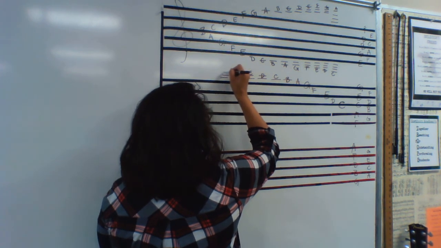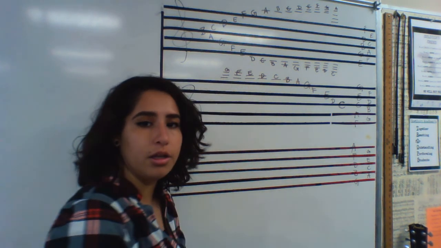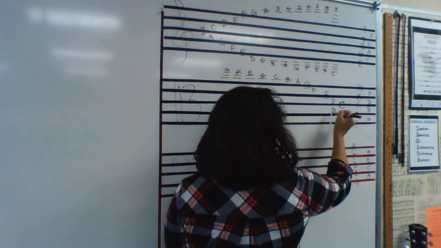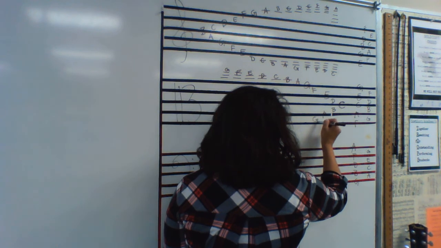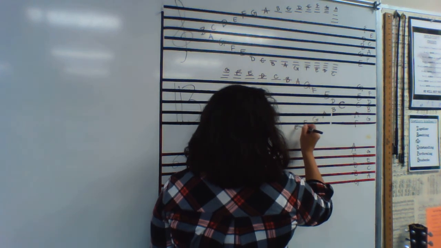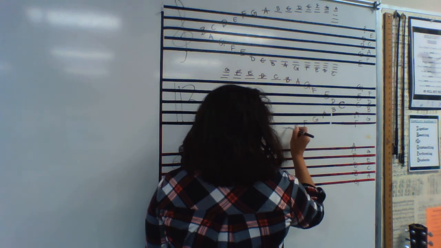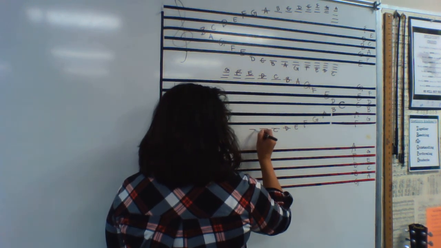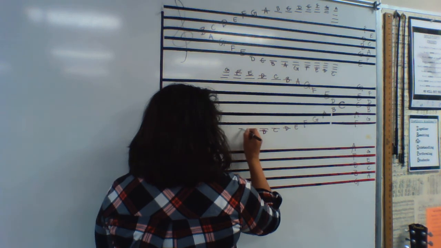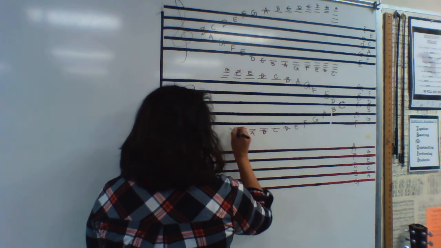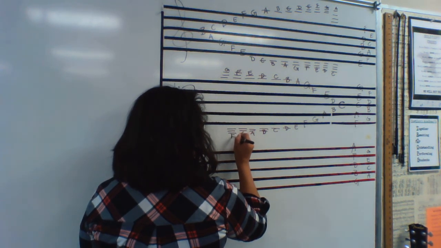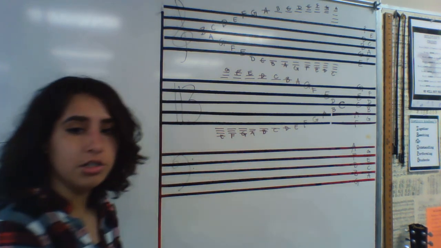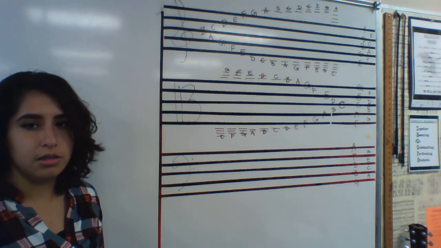F, G, and it keeps going. And now we go backwards. C, B, A, G, F, E, D, C, B, A, G, F, E, and it really does just keep going in both directions.